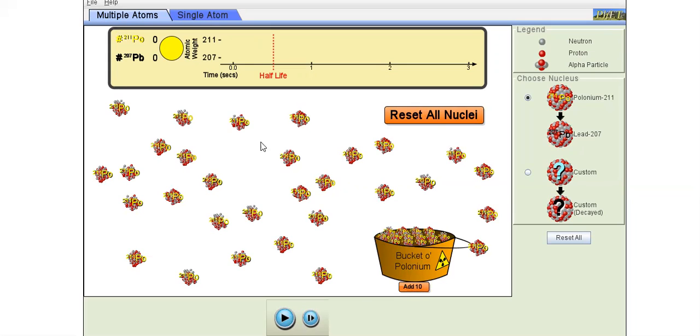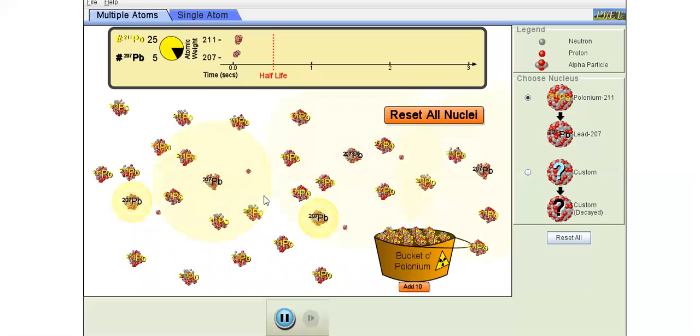So we've got 30 nuclei. We've got a bucket of polonium. I might have said plutonium earlier. My bad, everybody. So polonium. All right, now let's hit play. So it looks like, all right, we got some nuclei, and then this guy over here emitted an alpha particle.